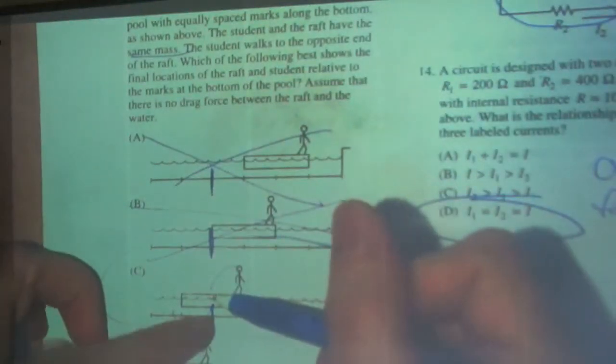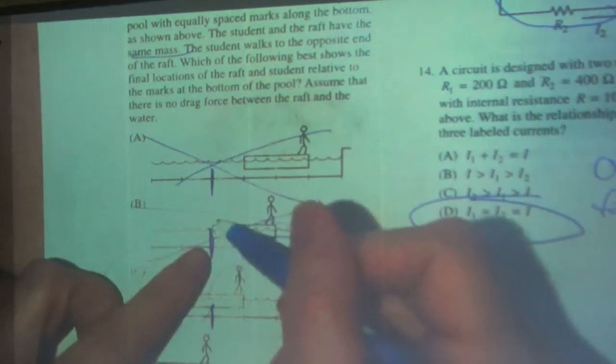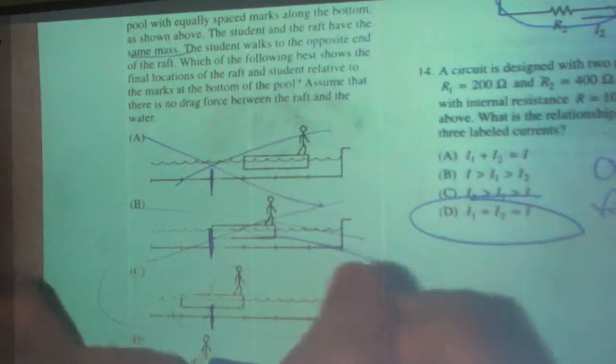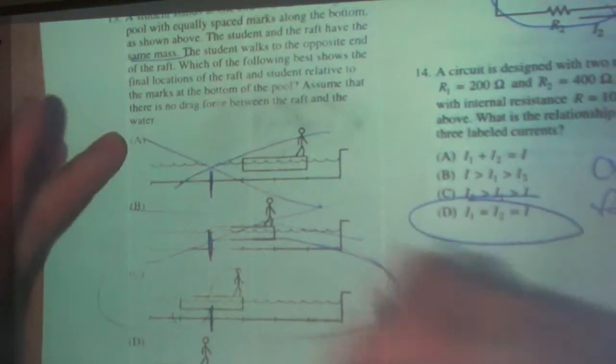In this one, the person goes one forward and the raft goes one backwards. Here, the raft stays in place, but the person goes forward. Here, they both go forward. Here, the person stays in place, but the raft goes backwards. The only one that made sense was C.